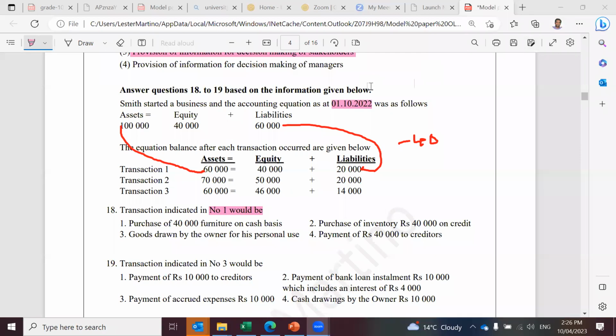Right. Okay, cool. So assets decrease by 40 and liability decrease by 40. So both assets and liabilities decrease by 40. So what could be the transaction? The answer is payment 40,000 to creditors. Is it clear, everyone?